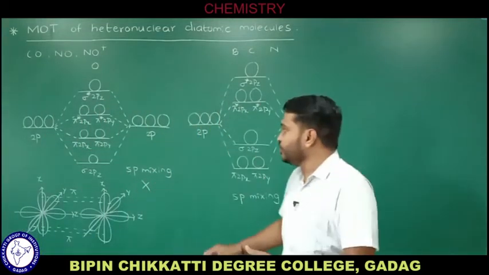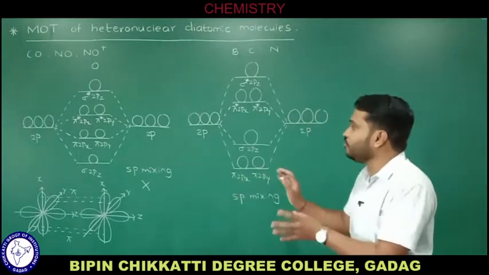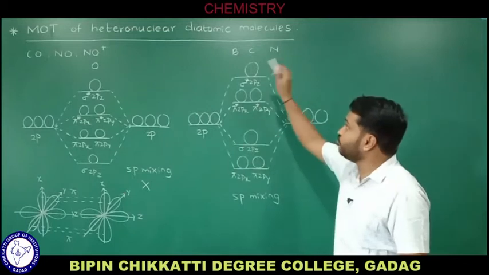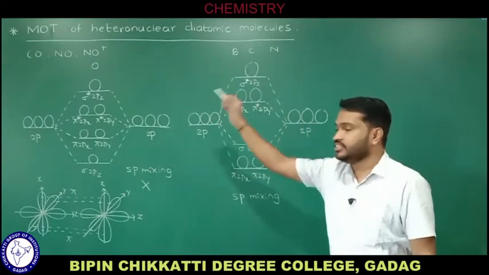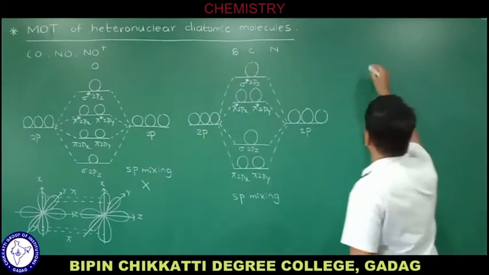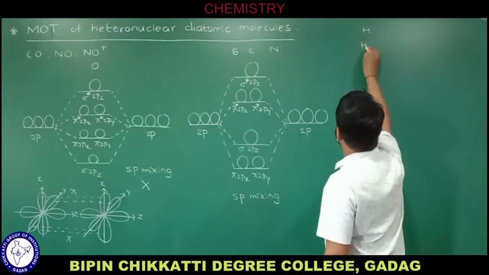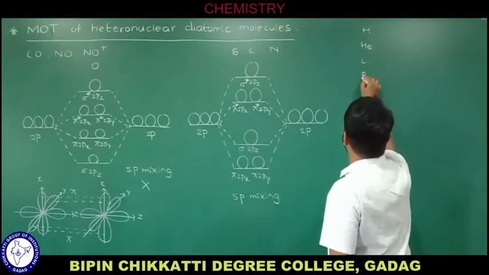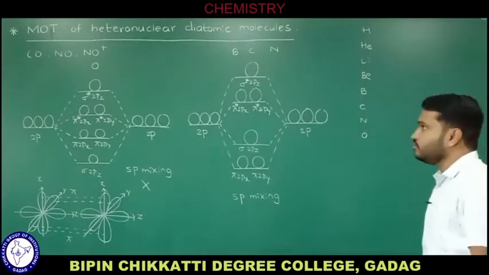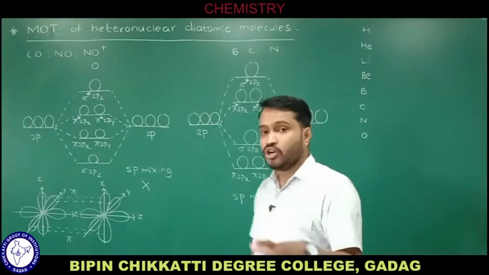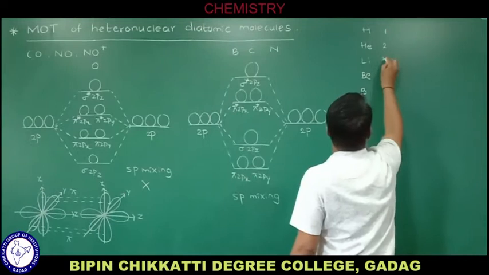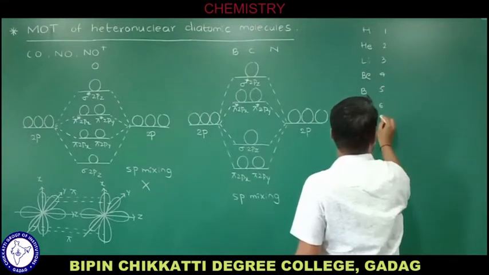So this is the only change between these two cases that we consider. Try to remember that sp mixing occurs in the case of lighter elements, boron, carbon and nitrogen, and for the remaining elements this is the general energy level diagram we draw. Why sp mixing occurs, let me explain that. Consider the elements hydrogen, helium, lithium, beryllium, boron, carbon, nitrogen, oxygen. We have already drawn the energy level diagrams of the diatomic molecules of all these elements. So atomic numbers 1, 2, 3, 4, 5, 6, 7, 8.